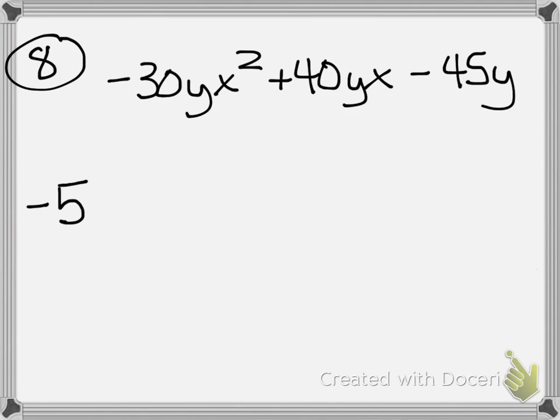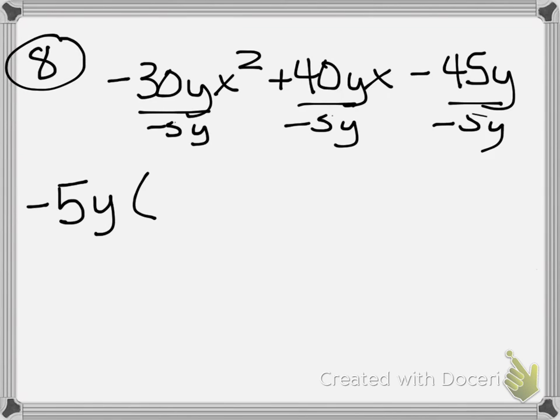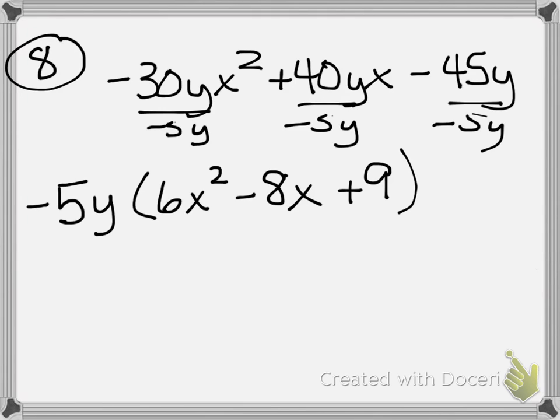Then I look for variables. Do they all have a y? Yes, just to the first power. Do they all have an x? No. So x cannot be part of our GCF because it is not something that all terms have in common. Now we're ready to divide each part by negative 5y. So we're dividing each part by -5, taking away a y, -8x plus 9, no y left.